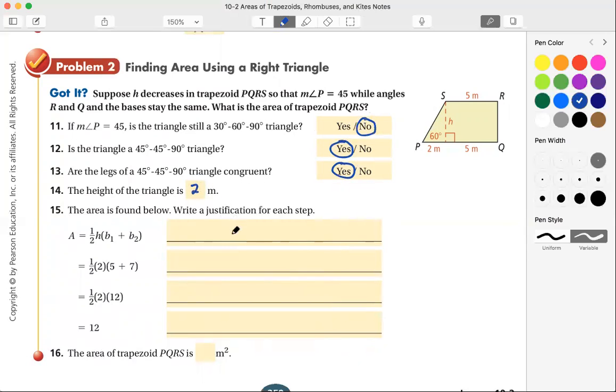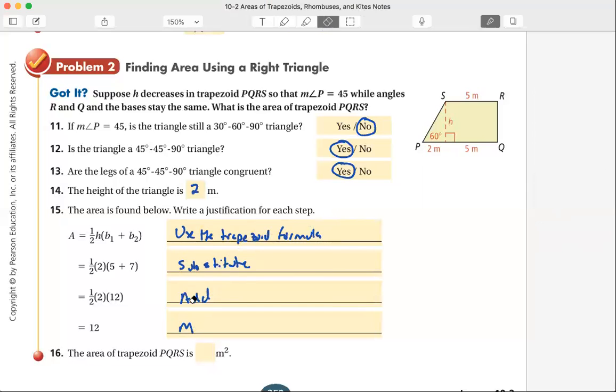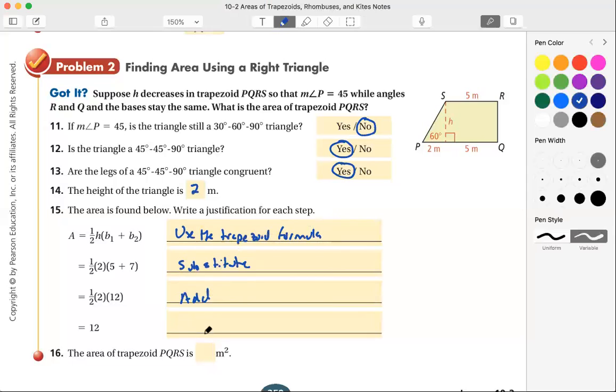So the area is found below. We're going to use the formula. Then we substitute in the values that we're given from the problem. Then we add the bases together, and then we multiply or simplify. Let's use the word simplify. So then the area of the new trapezoid is 12 meters squared.